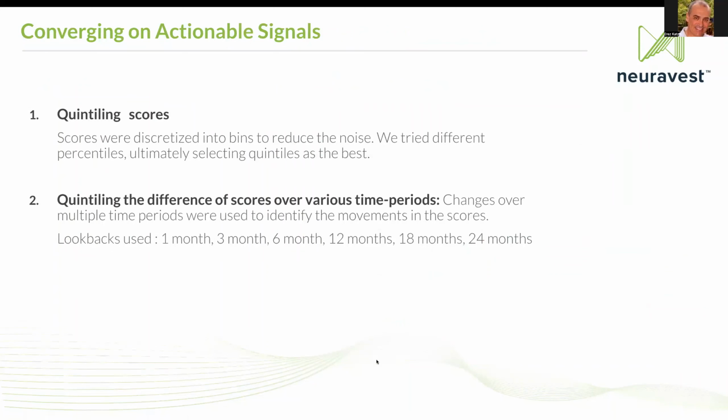So once we've done the quantiling scores, we can actually start to look at smoothing out the data and reducing the noise and breaking down to a more granular breakdown of information. The quintiling of different scores over various time periods as well. We'll look at 1 month, 3 months, 6 months, 12 months, 18 months, and 24 months time horizon.